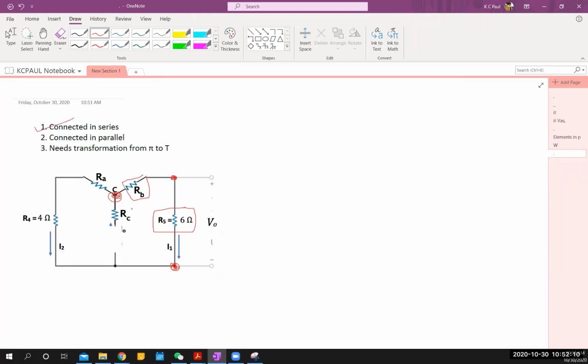Now, can you please tell me how elements RB and RC are connected? These two, how are they connected? If you get this one correct, then I will understand that you know this.